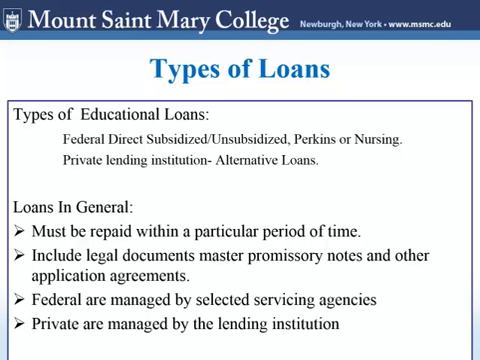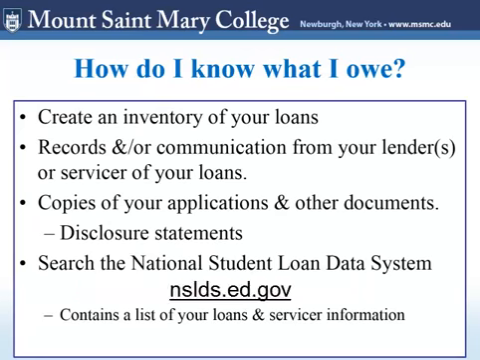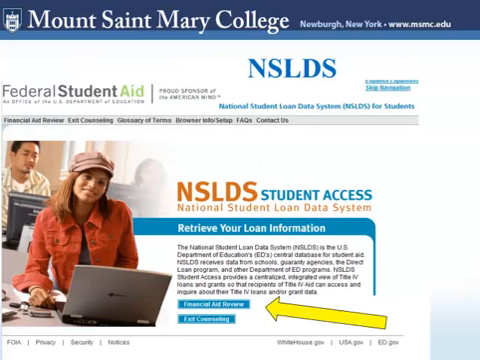The servicer of your loan sends out documents called disclosure statements for each year you have borrowed a loan. However, the National Student Loan Data System lists all of your federal loan data. If you have borrowed private loans, you will be contacted by that lender. We will address consolidation of loans shortly, but know that your private loans currently cannot be consolidated with your federal loans. As mentioned, the National Student Loan Data System has all the information regarding your federal loans.